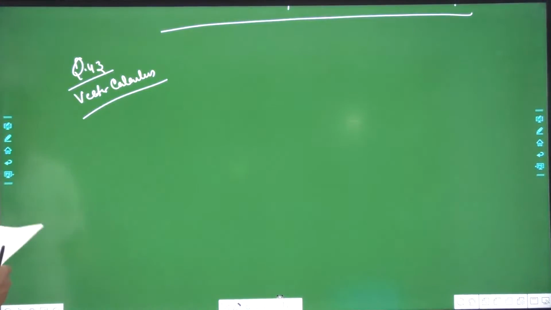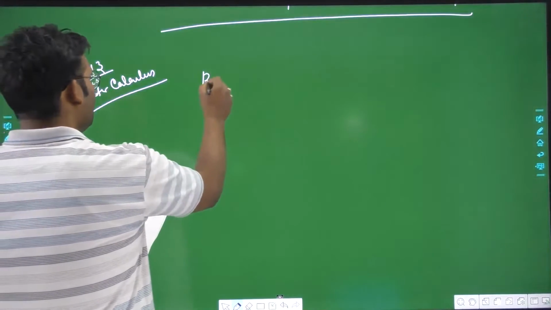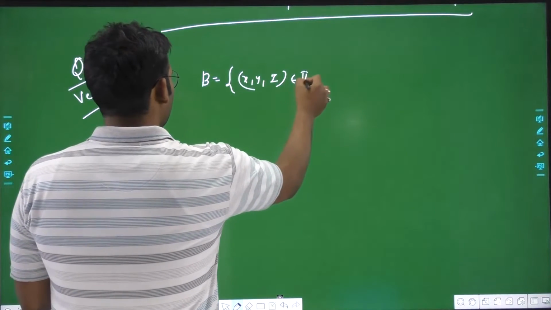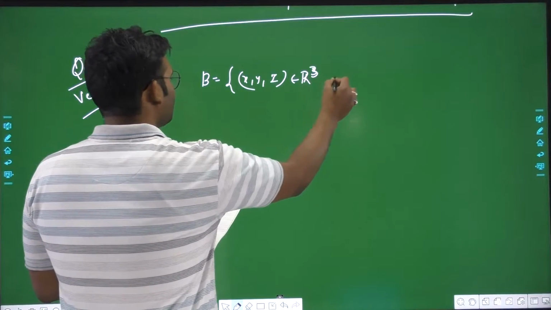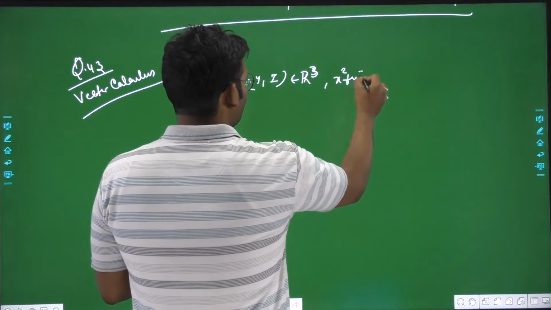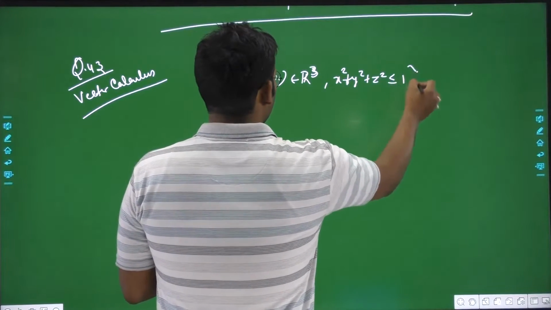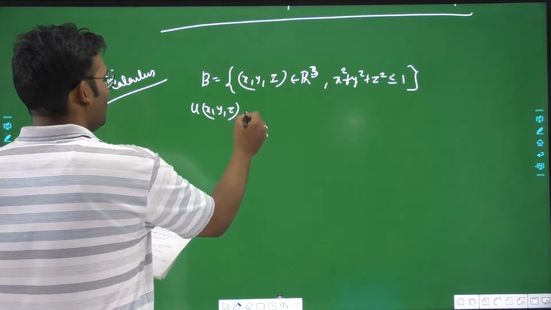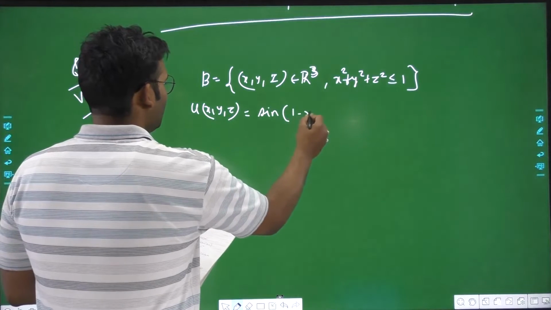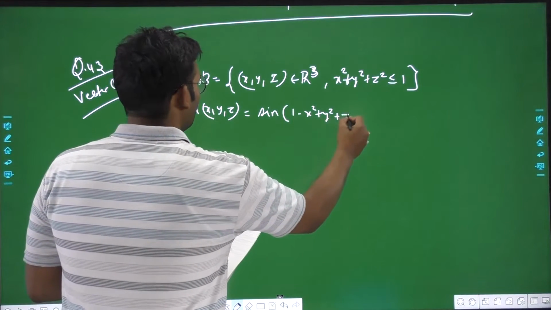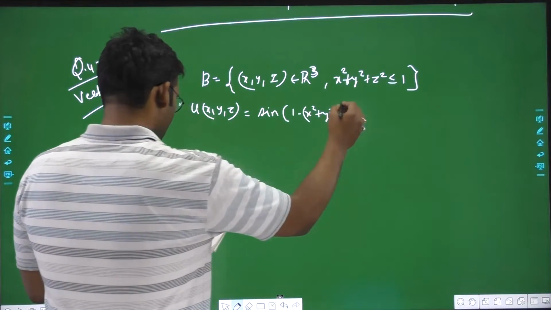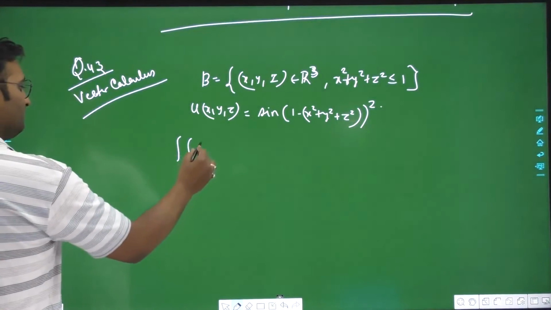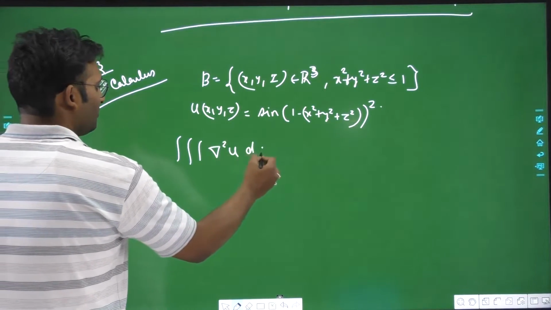Okay, so the question that was asked: there was given a ball, and this ball was of unit radius, and there was a smooth function given as sine of (1 minus (x square plus y square plus z square)) the whole square, and asked was the integral of Laplacian u d tau.